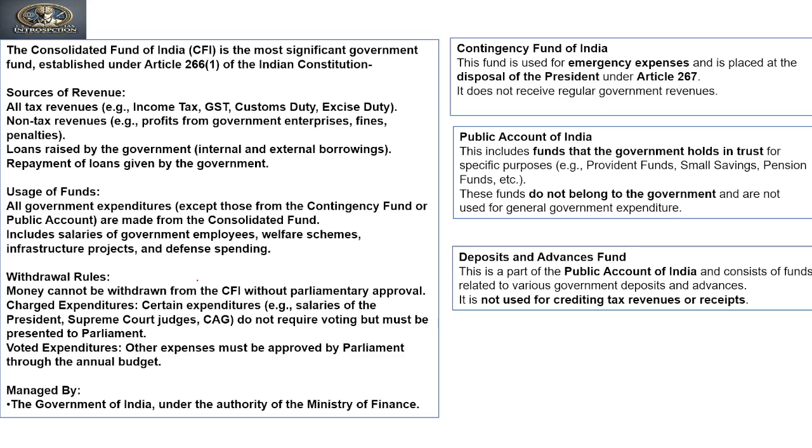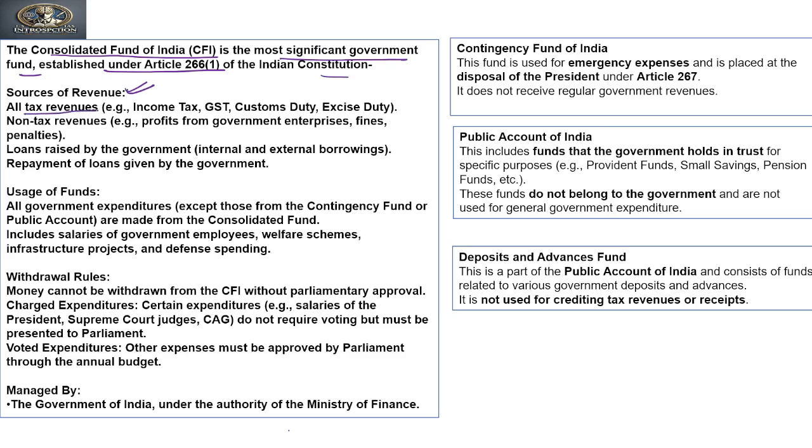Now we move to the explanation of this question. Here I have given detailed explanations related to the Consolidated Fund, Contingency Fund and Public Account Fund. The Consolidated Fund of India is the most significant government fund, established under Article 266 clause 1 of the Indian Constitution. So what are the sources of revenue?